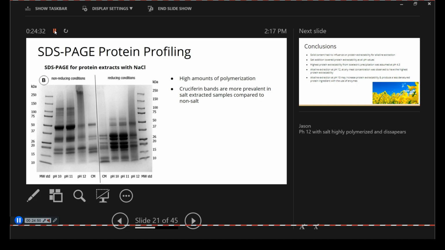So when you run it under reducing conditions, same with soy. Soy protein is naturally polymerized, so when you reduce it, you see the individual subunits. Whereas at pH 12, you can obviously see the polymerization. Even when you reduce it, you still have some, which indicated a high level of polymerization, not only due to disulfide, but to other types of covalent bonding. Okay, so I stand corrected.